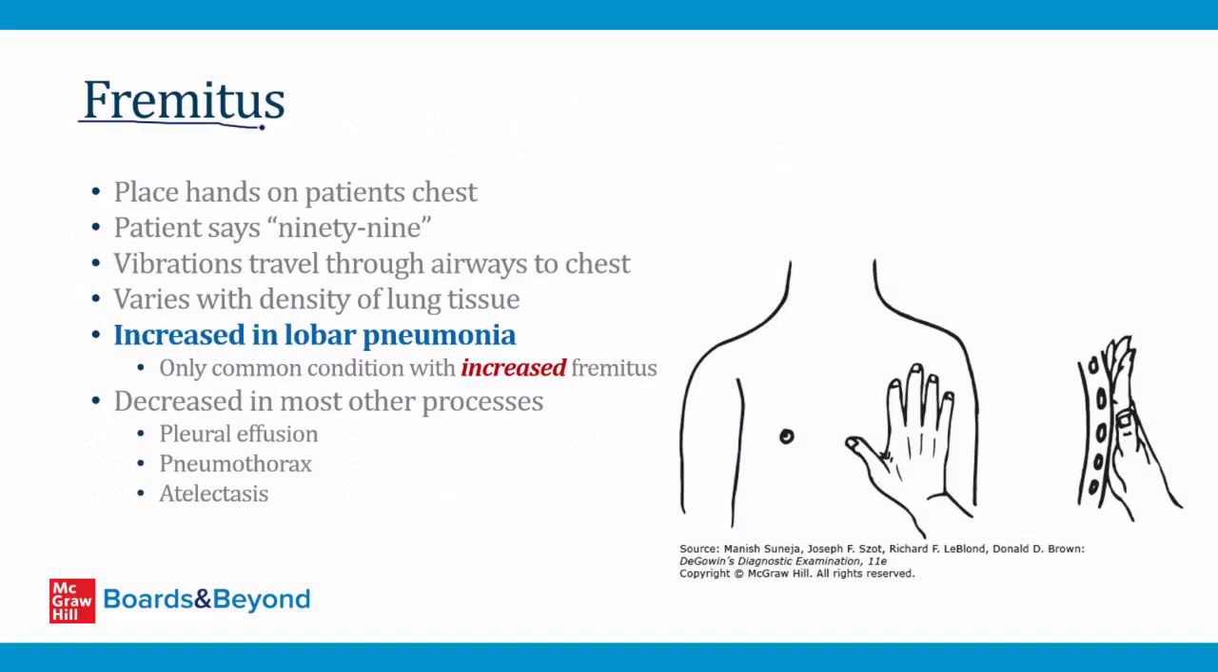Fremitus is a physical exam finding that you can appreciate by placing your hands on the patient's chest, either on the front of the chest like what's shown here, or on the side or on the back of the chest. And then you ask the patient to say 99.